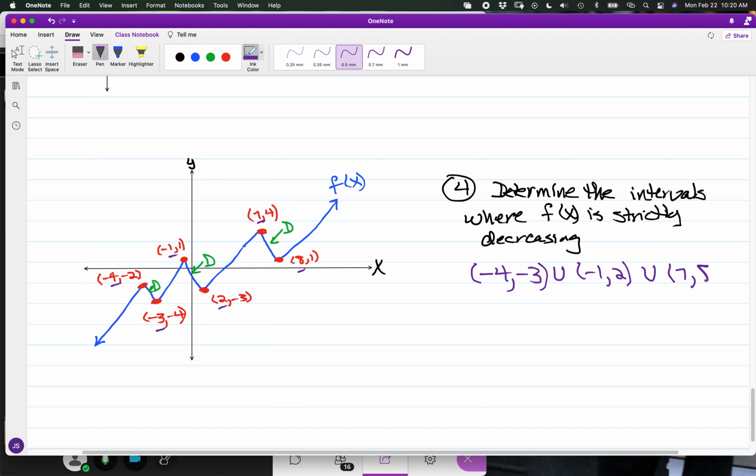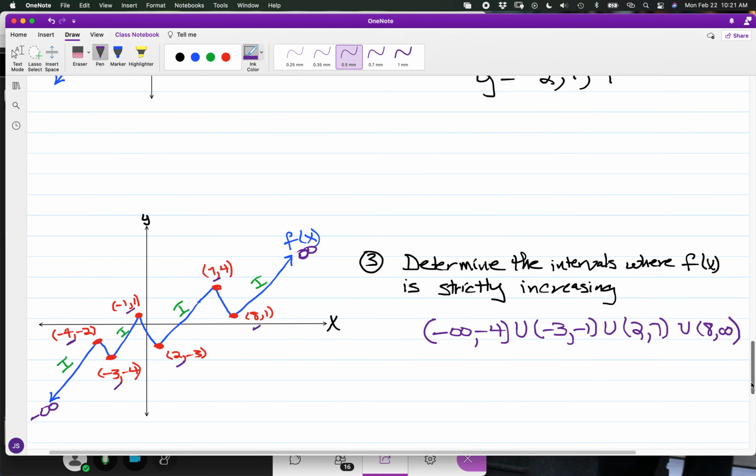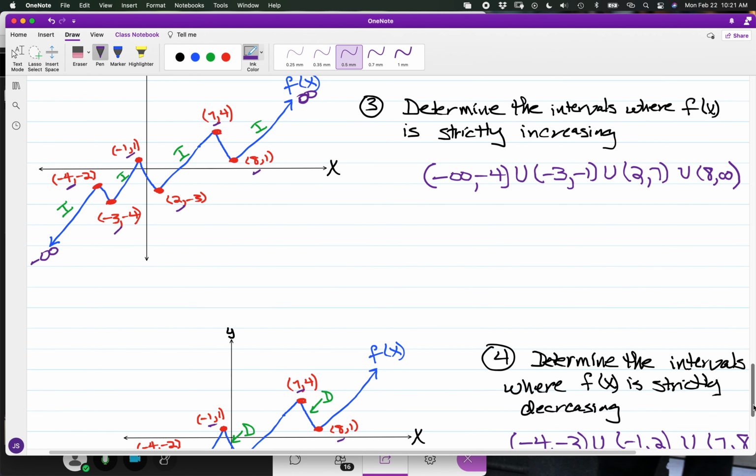Again, just for the relative minimum and maximum: relative minima are like your ordered pairs where you have the relative dips, so those are the y values, and the maxima are like the relative peaks, without the motion tending to negative or positive infinity. So there are those y values, negative 2, 1, and 4. And for the intervals, this is where your x values are involved, for the strict increase as well as the strict decreases.